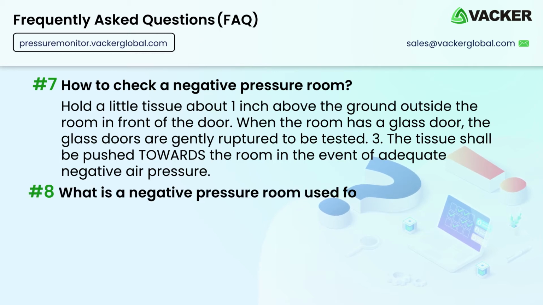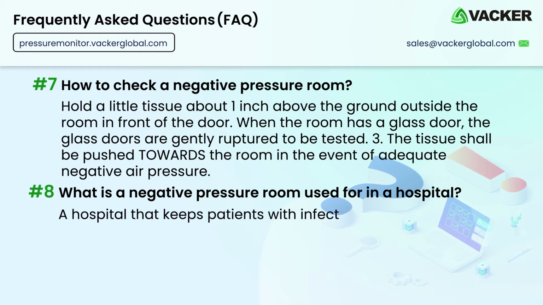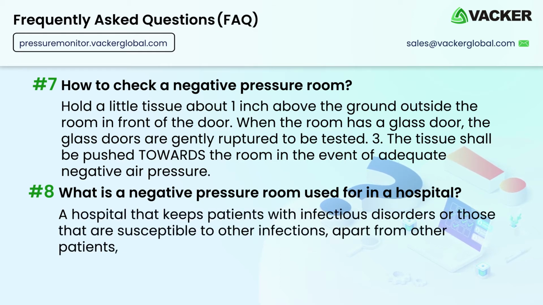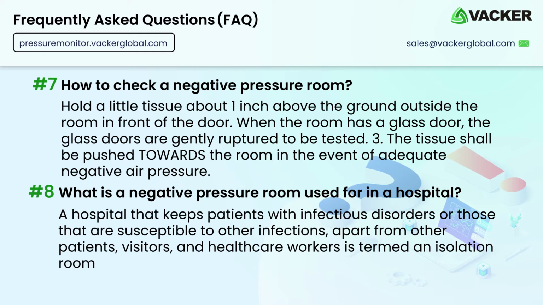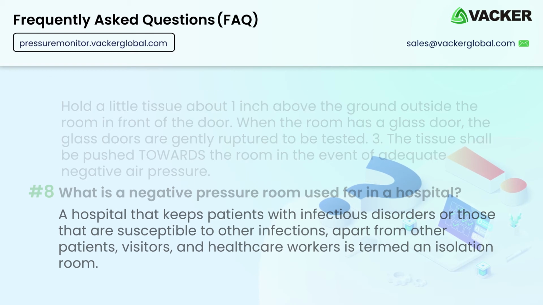What is a negative pressure room used for in a hospital? A hospital room that keeps patients with infectious disorders, or those susceptible to other infections, apart from other patients, visitors, and healthcare workers is termed an isolation room.